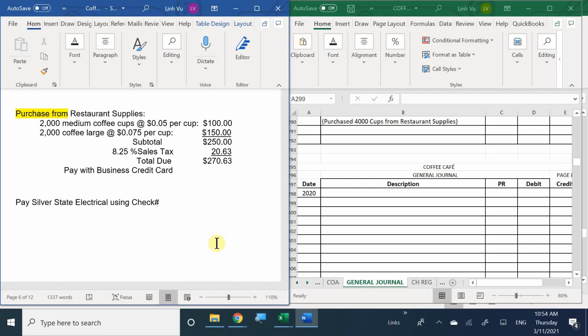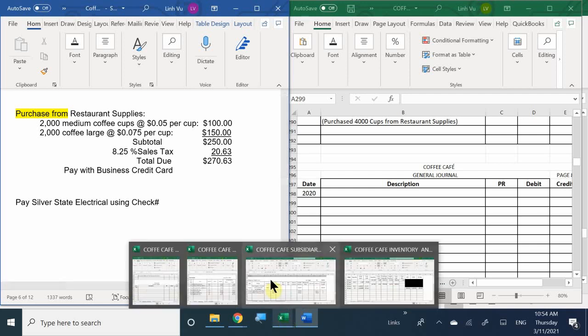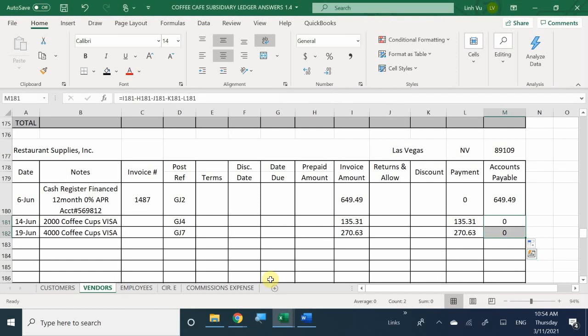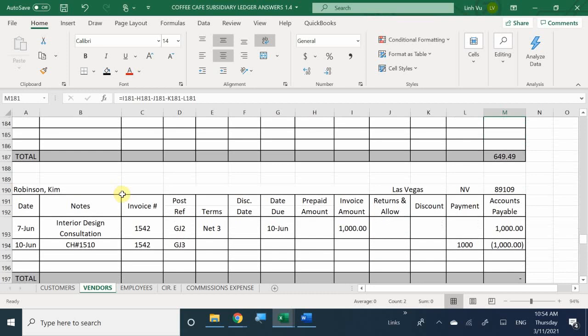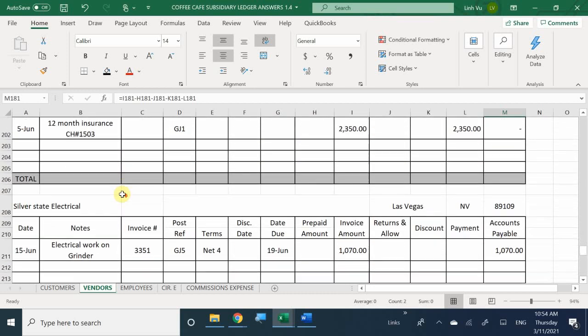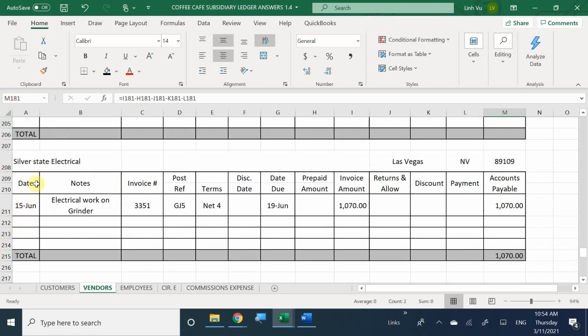That's invoice number 3351. It's on the invoice. Who's the vendor that we're looking at? Silver State. They should be right underneath, a couple down. Here we are. Invoice number 3351. And it's for what total amount? 1070. And it says right here, the due date is on the 19th. So we're doing good here.